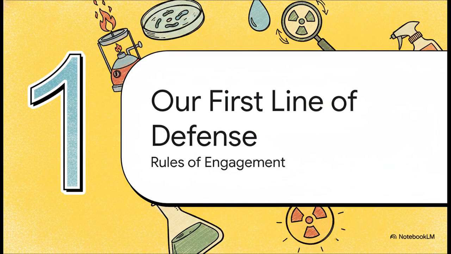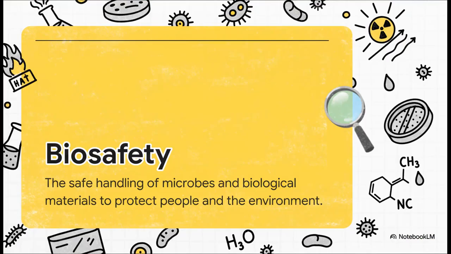Okay, so before you can even think about going on the attack, you have to set up your defenses. And the first rule in microbiology isn't about destroying microbes, it's about controlling them. This whole foundational concept has a name: biosafety. Think of it this way. Biosafety is all about containment. It's the set of rules and the physical barriers we create to keep potentially dangerous microbes exactly where we want them. It's about making sure they can't harm us or escape out into the environment.